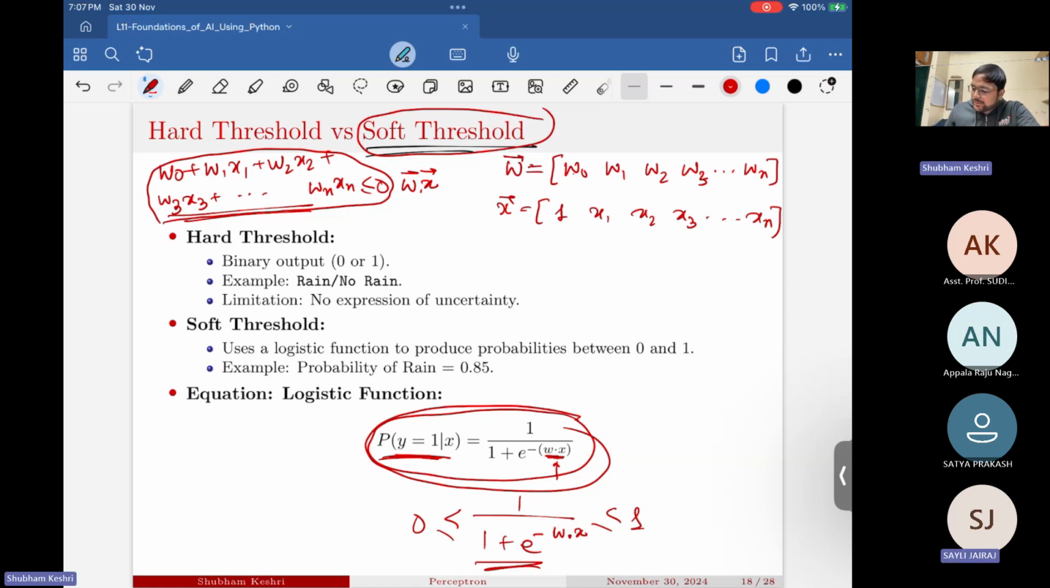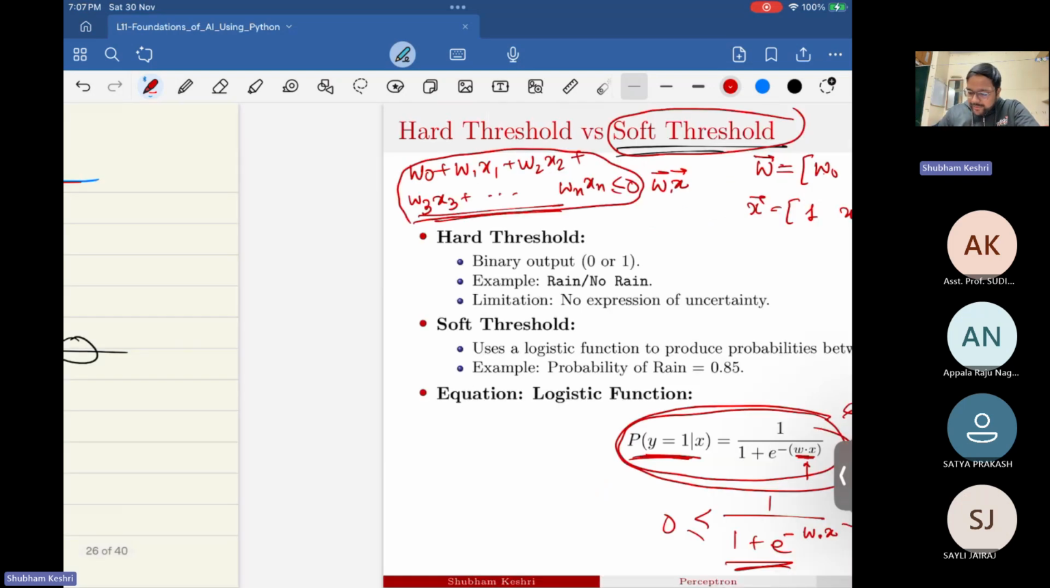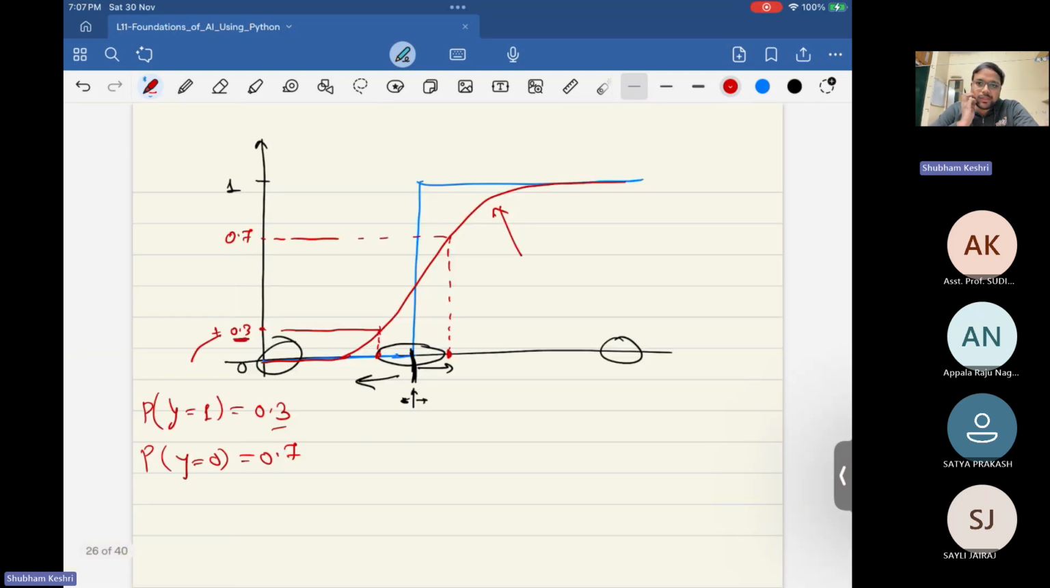So actually there are alternate functions as well. You can use alternate functions which follow this kind of graph. But it is seen that these logistic functions are good in predicting. So you can have other functions as well, which follow some similar kind of graph.